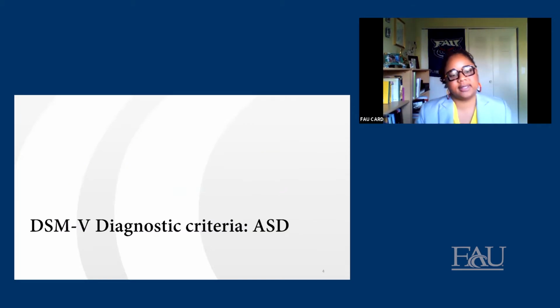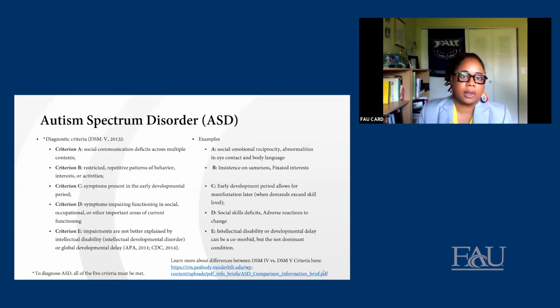Let's start with the DSM-5 diagnostic criteria for ASD. Autism spectrum disorder, shortened to ASD, is a disorder that occurs beginning in the early childhood years. The DSM is the Diagnostic and Statistical Manual. We're on the 5th revision from 2013, where they provide 5 criteria that must be met for children to be diagnosed with ASD. Criterion A includes social emotional communication deficits across multiple contexts.